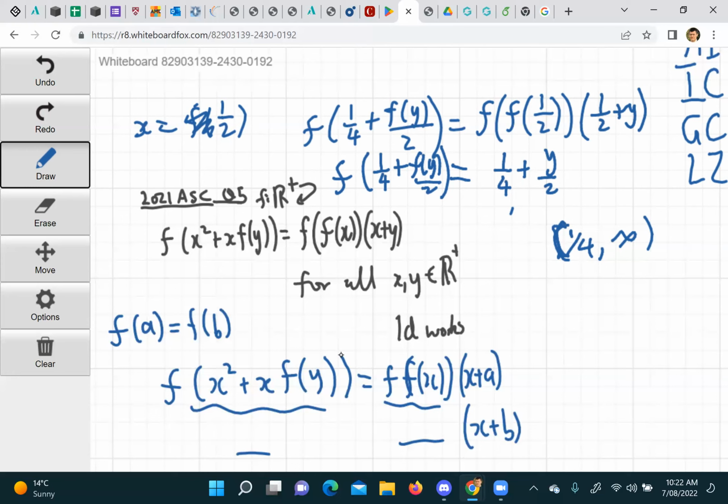Equals f. Does that help? Wait, maybe it doesn't. I don't know if it does. Oh, wait a second. What if we set everything to this? So then 2x equals f of 1 plus 1. Wait a second. What do we say? f of a quarter plus x. Okay, 2x equals f of x plus x.